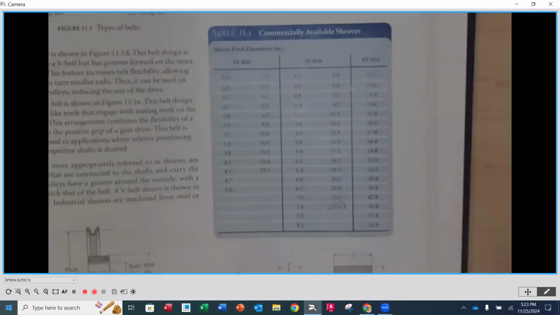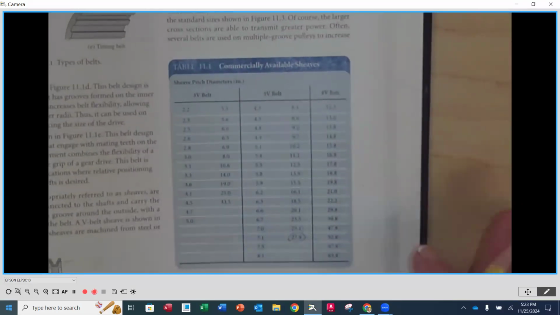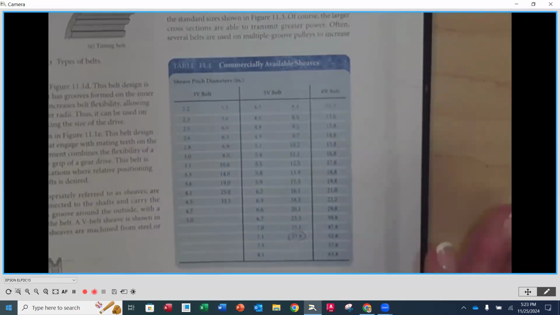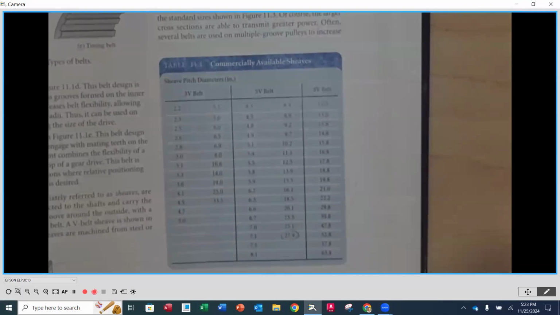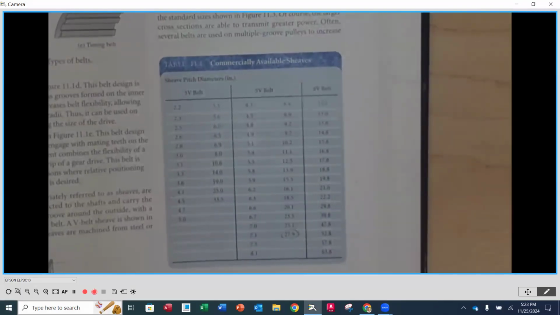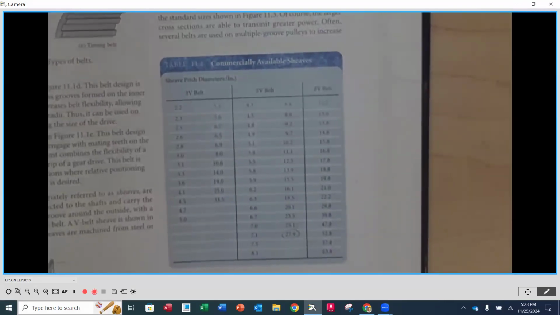Okay. All right. As far as commercially available shivs, this is called a shiv where our belt is going to be going on, or a pulley. Pulleys and shivs are really the same thing. Table 11.1 lists commercially available shivs. They don't make every single size, just like gears. We didn't have gears with every single size tooth, right? We had to work with whatever was standard or what a vendor would actually have commercially available. Same thing for belts. Okay.